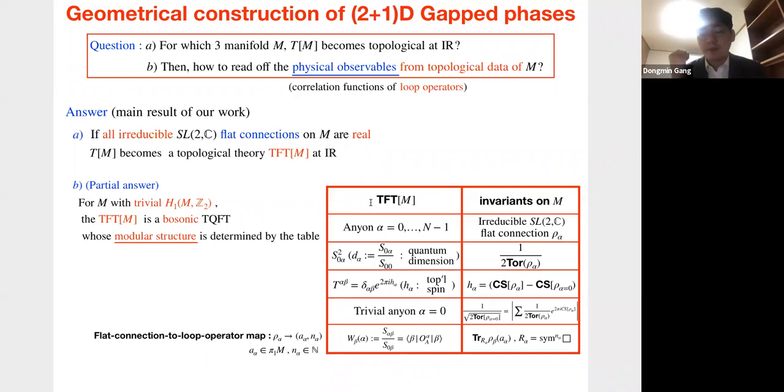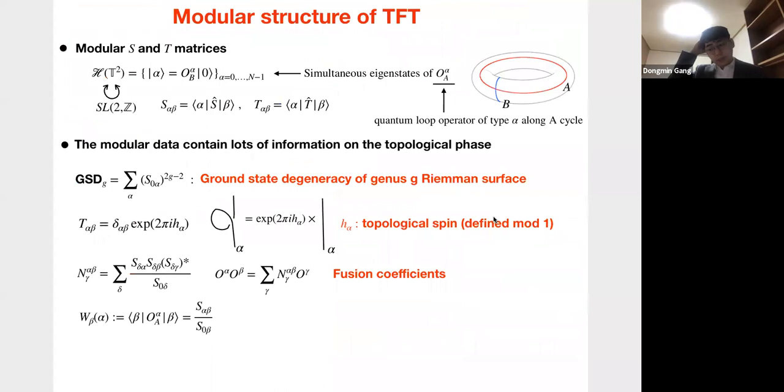Yeah, this is the main result of our paper. We first identify which three-manifolds give a topological phase, and then how to read off the modular structure of a topological phase purely from the topological invariants of a three-manifold. Let me briefly review what the modular structure of a topological phase is.